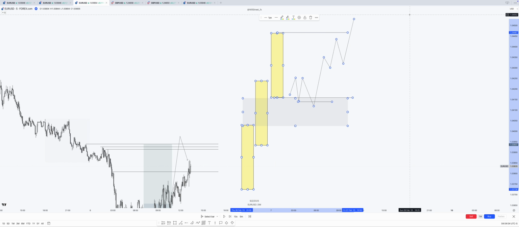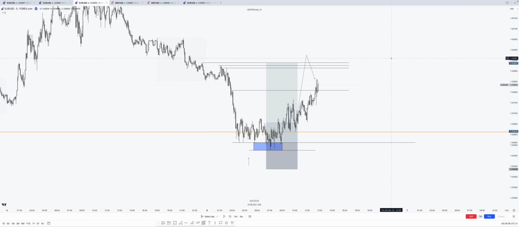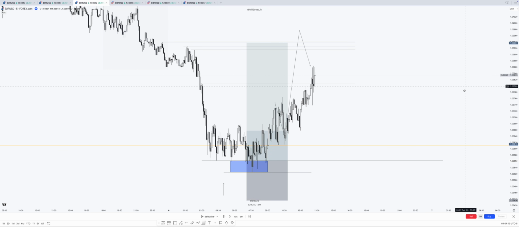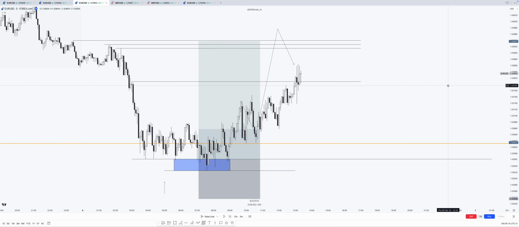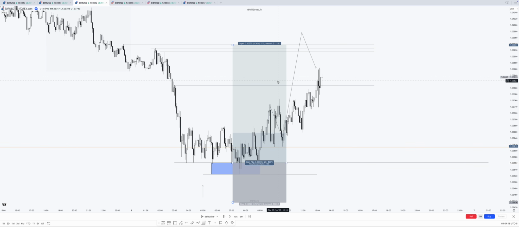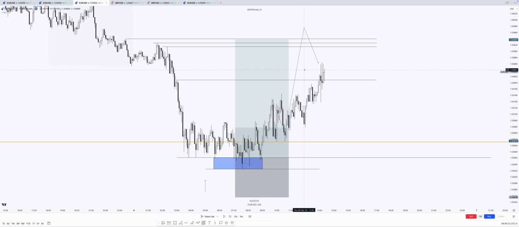That's the only reason that some of the fair value gaps can work. That's the only reason, nothing else. So if you want to believe me, I promise you will start improving when you stop focusing on fair value gaps and you start focusing on highs and lows of the candles.